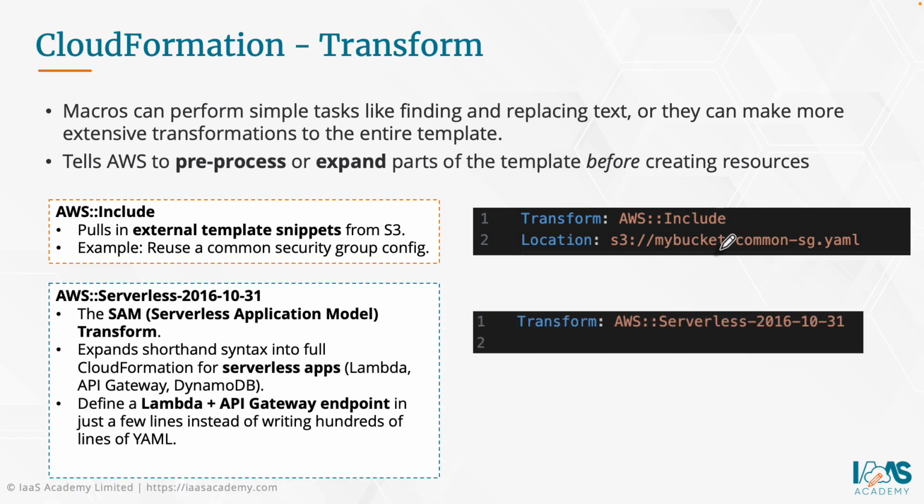Another really powerful one is the AWS::Serverless transform. Now, this basically is the Serverless Application Model transform that expands the shorthand syntax into fully blown CloudFormation for several applications and apps like Lambda, API Gateway, and DynamoDB. It allows you to define Lambda and API Gateway endpoints in just a few lines of code rather than writing hundreds of lines of YAML. So the idea is you have your Lambda function, the code itself located somewhere, and you're basically pulling that across to transform it. So let's take a look at an example to see how that would work.